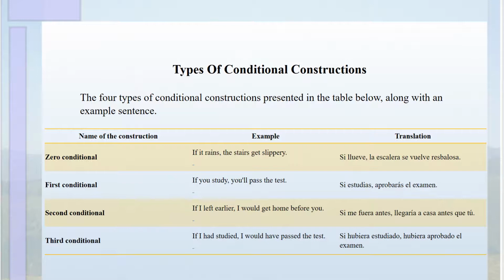First conditional. For example, if you study, you'll pass the test. Si estudias, aprobarás el examen. Second conditional. If I leave early, I will get home before you. Si me fuera antes, llegaría a casa antes que tú. Third conditional. If I had studied, I would have passed the test. Si hubiera estudiado, hubiera aprobado el examen.